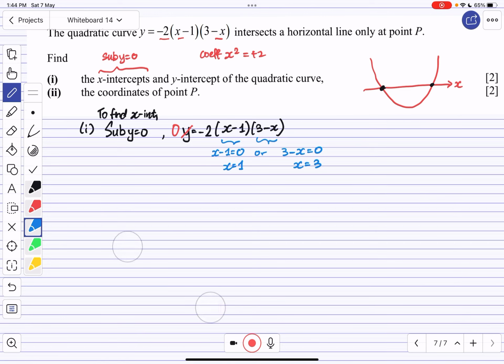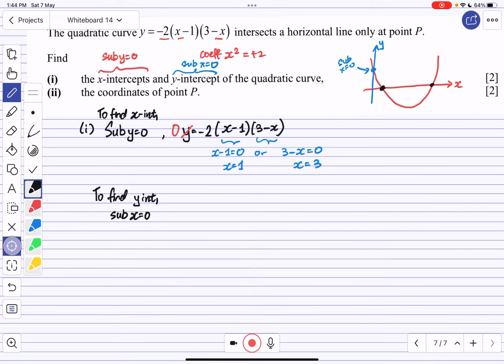Now if I want to find the y-intercept here, what do I do? I will substitute x to be 0. Alright, so y-intercept here basically means that if we're talking about the intersection of the y-axis, this is what we call the y-intercept, right? And along the y-axis, all the x-coordinates are 0. So to find the y-intercept, we will substitute x to be 0. Remember, on the y-axis, all your x-coordinates are 0. Right, that's why I can do that.